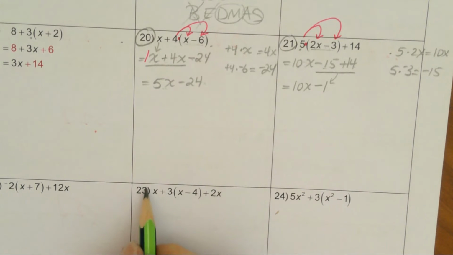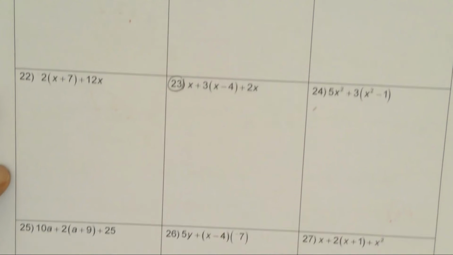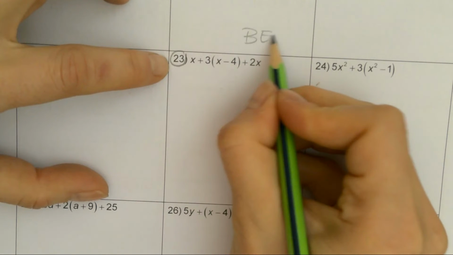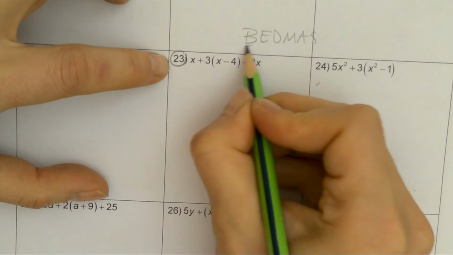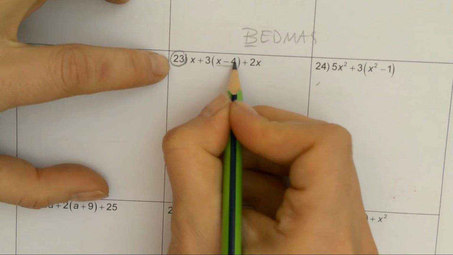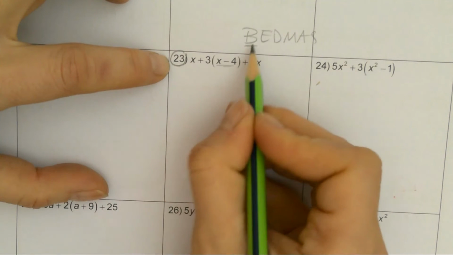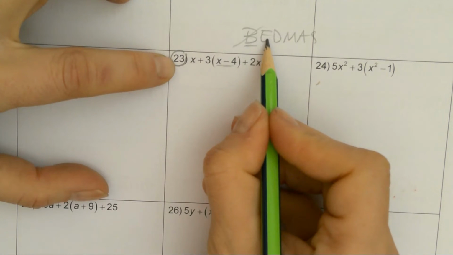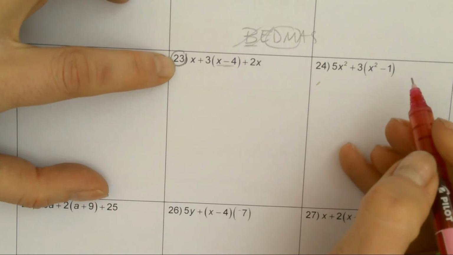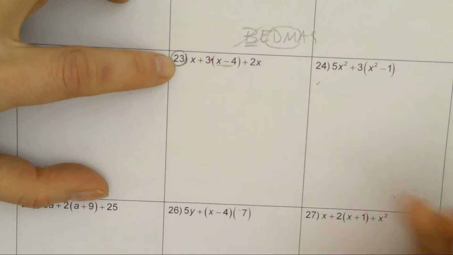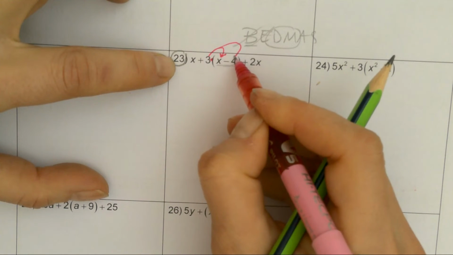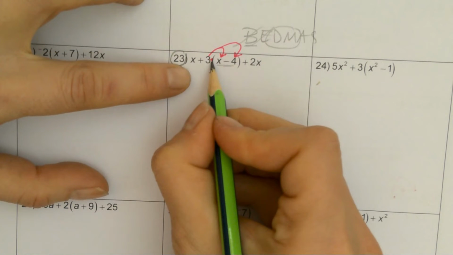Okay. Let's do 23. BEDMAS. Inside the brackets. Can I do that? Nope, because that 4 does not have an x, so I can't do inside the brackets. Do I have exponents? Nope. Divide, multiply? I don't see any, but I know there's a multiply hiding here, so I have to distribute the 3 to everything in the brackets. And it's a multiply, so I have to multiply them.